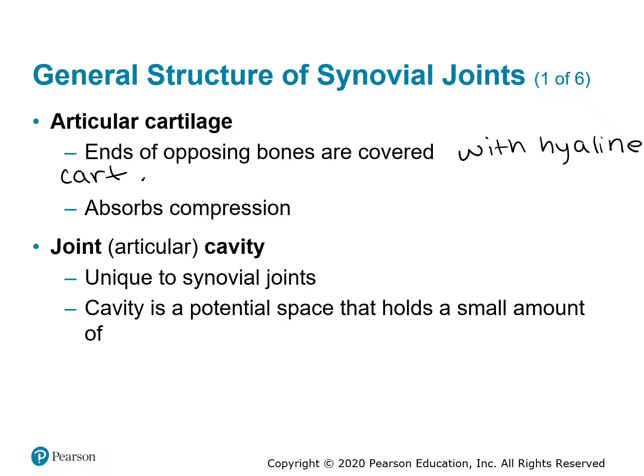Okay, we're talking now about overall general structure of a synovial joint. Different synovial joints will have some variation to them here and there, but for the most part, all synovial joints will have these few things: articular cartilage, a joint cavity. Joint cavity, articular cavity, synovial cavity are all the same thing. They are unique to synovial joints because that cavity is where a small amount of synovial fluid hangs out. And that synovial fluid acts to lubricate your joints. Partly. It also does other stuff, but we'll talk about that later. All right.